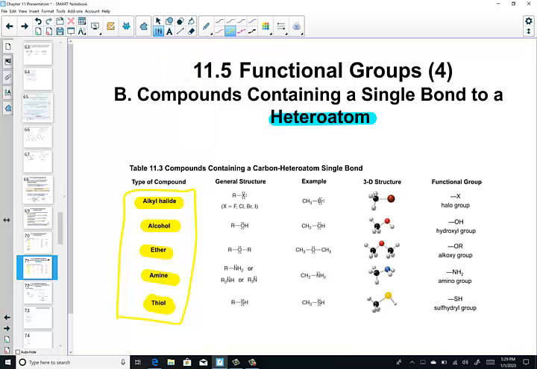We have an alkyl halide, and the alkyl halide has a general structure of RX. Remember that X represents any halogen. So fluorine, chlorine, bromine, and iodine would be referred to as an alkyl halide. Here's an example. Let's suppose I had a carbon attached to a carbon attached to a chlorine, and all of those, of course, would have hydrogens attached. This would be referred to as an alkyl halide.